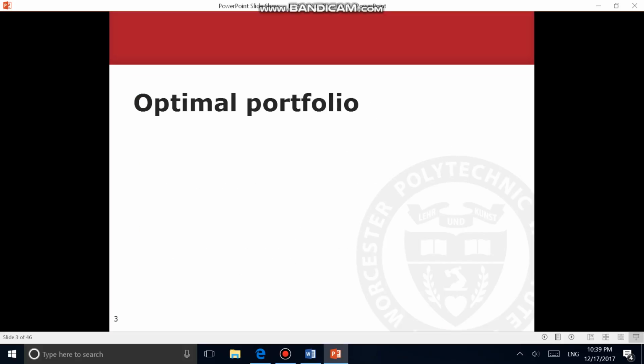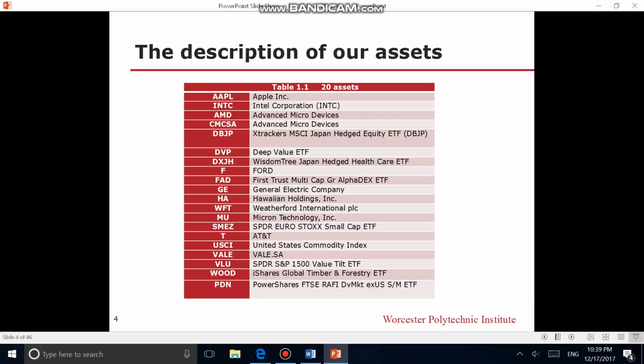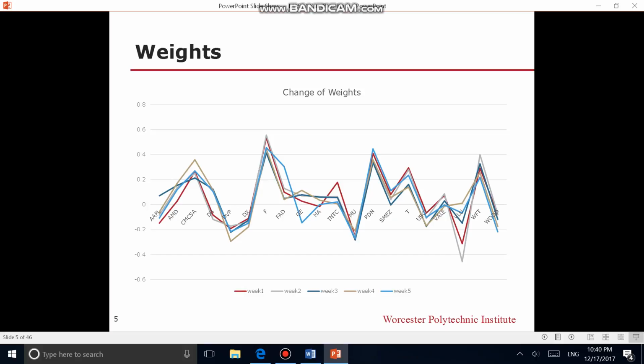The first project is optimal portfolio. Our portfolio consists of 20 risky assets with 500,000 initial value and a 1-year US Treasury bill with 500,000 initial value. So the table lists 20 risky assets. And by using efficient frontier, we change the weights week by week. We can see that the change is not so large.